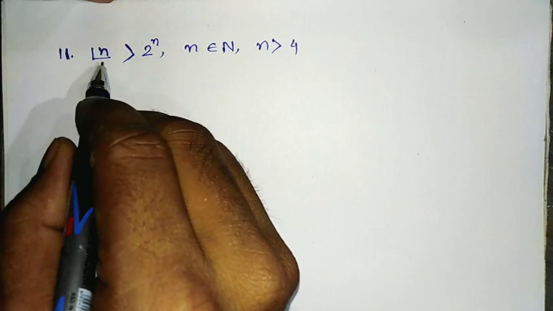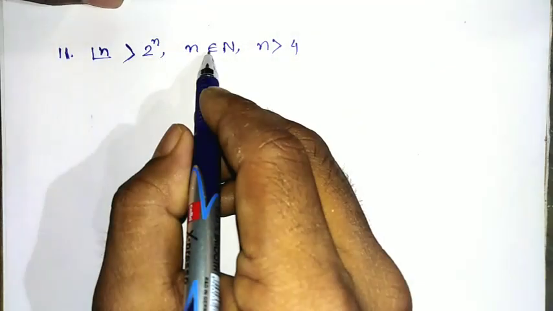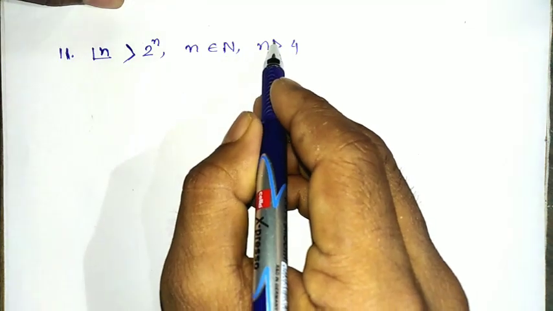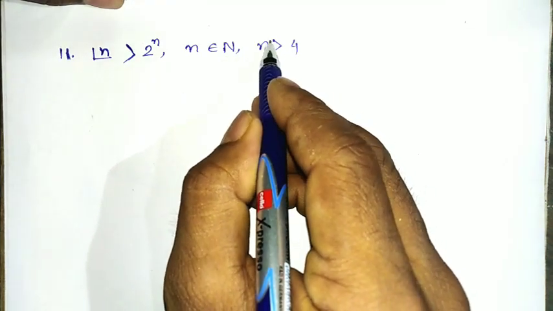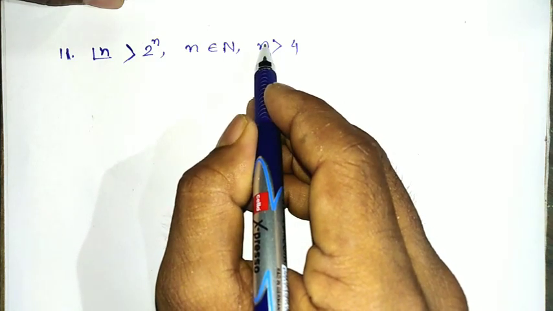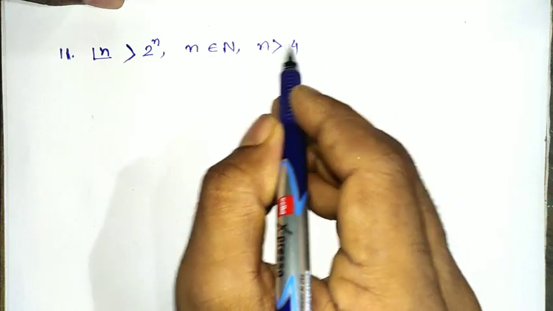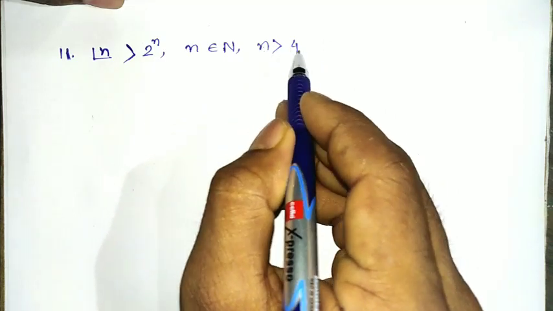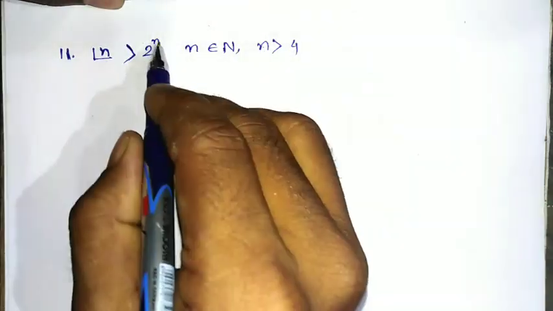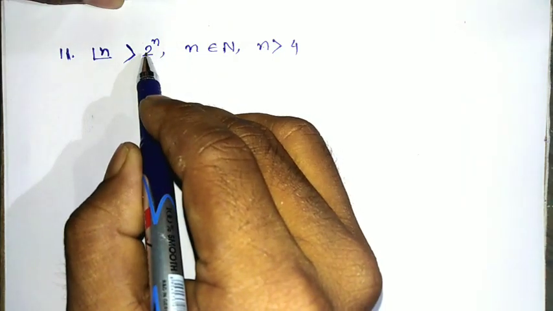So question number 11 is given: factorial n is greater than 2 to the power n, where n belongs to N and n is greater than 4. That means for n greater than 4, that means n must be 5, 6, 7, 8 like that. When n is greater than 4, then this inequality is true. We have to prove it by the method of mathematical induction.